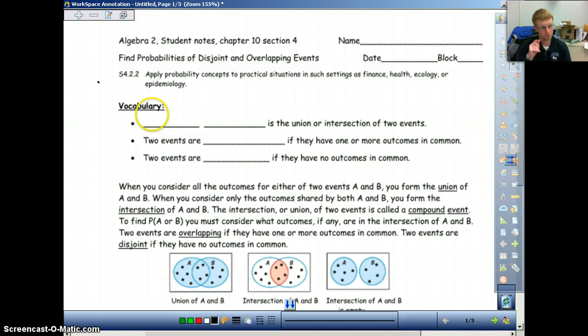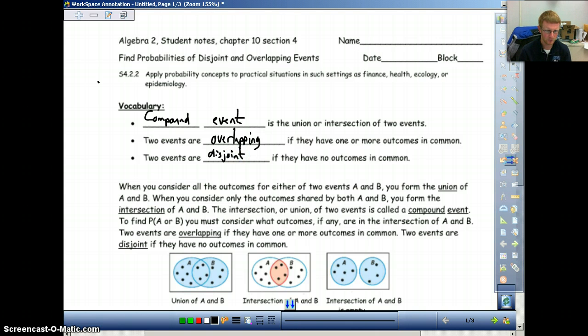So the three terms for vocabulary that we need to know: a compound event is the union or intersection of two events. Two events are overlapping if they have one or more outcomes in common. Okay, and then two events are disjoint if they have no outcomes in common.